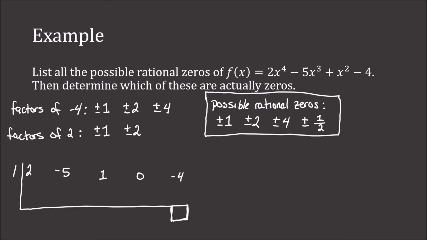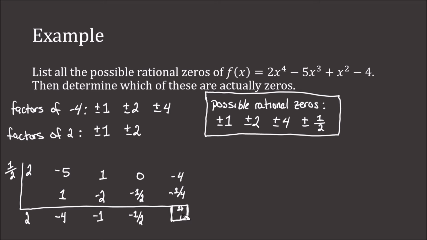So now let's try positive a half. So 2 times a half is 1, minus 5 is negative 4, times a half is negative 2, plus 1 is negative 1, times a half is negative a half, plus 0 is negative a half, times a half is negative a quarter, minus 4 is negative 17 quarters. That is not 0.